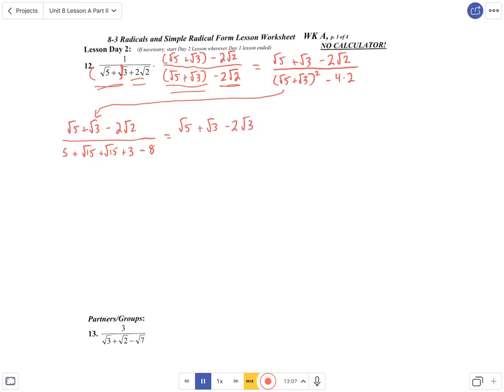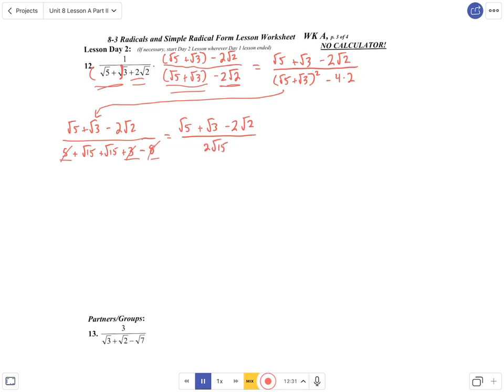I'm trying not to make any copying errors, which I just did again. But here, now that's over. I have 5 plus 3 is 8 minus 8. Look at these three terms right here. They knock each other out. 8 minus 8 is 0. So that's over 2 rad 15.